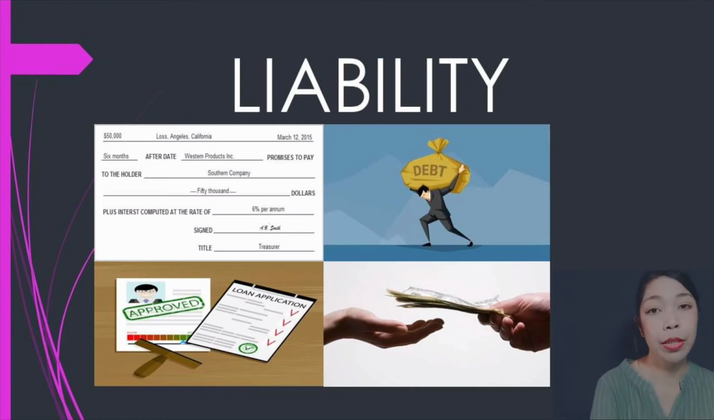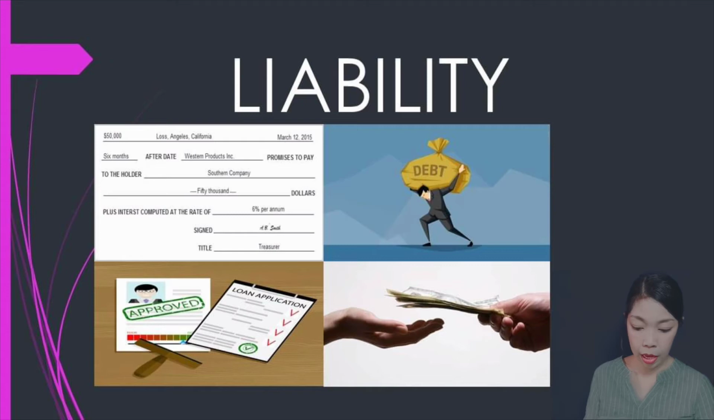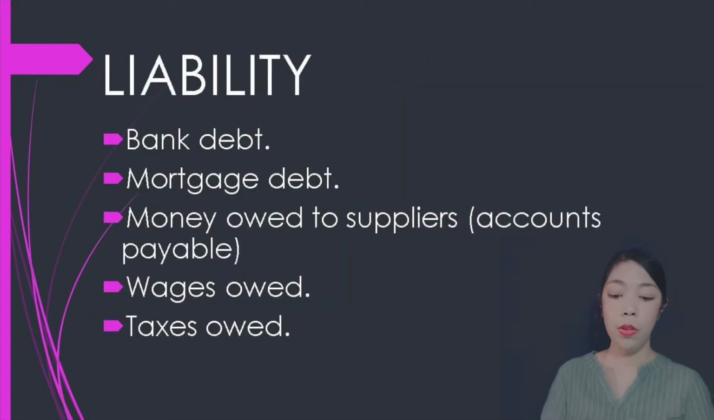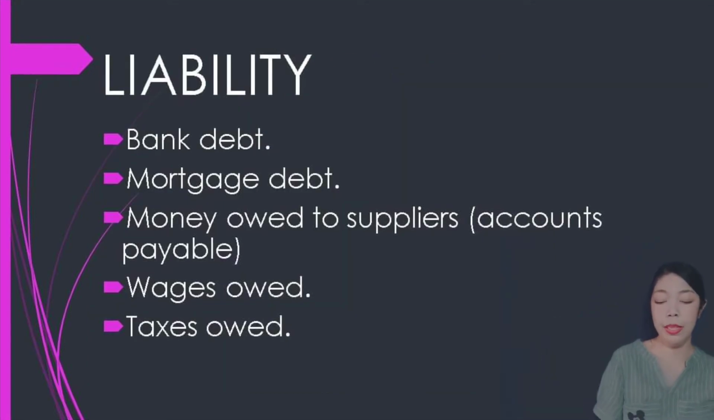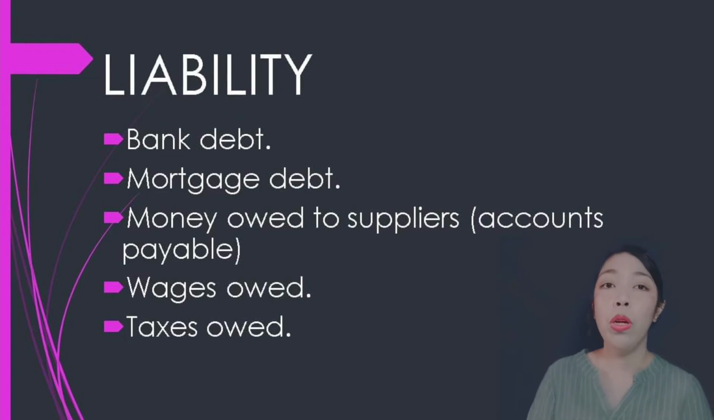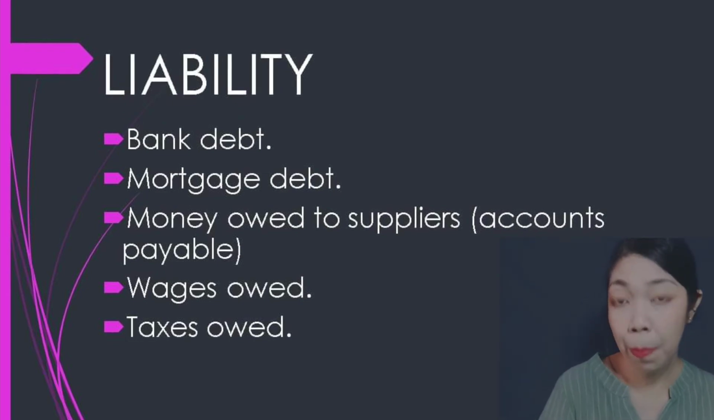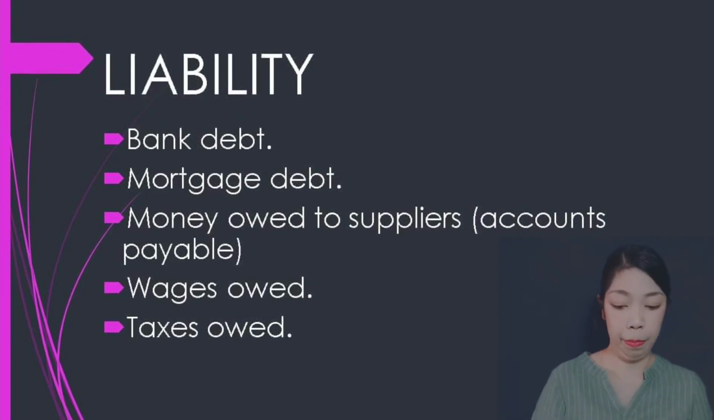This is someone carrying his debt. He has a lot of debts. This is a loan application. That is someone borrowing money from a company or a bank. And someone is asking for his or her money back. Okay, more examples of liability. We have their bank debt. Once you borrow money from the bank, there will be a liability.